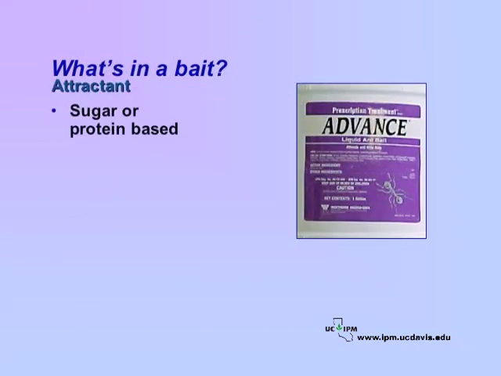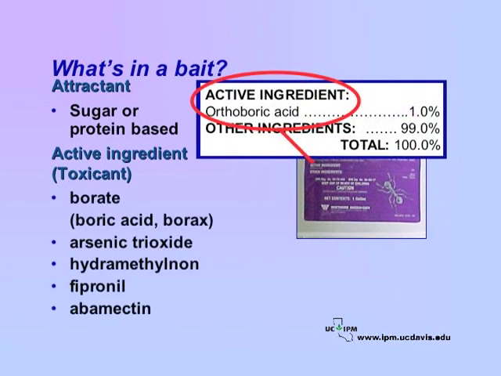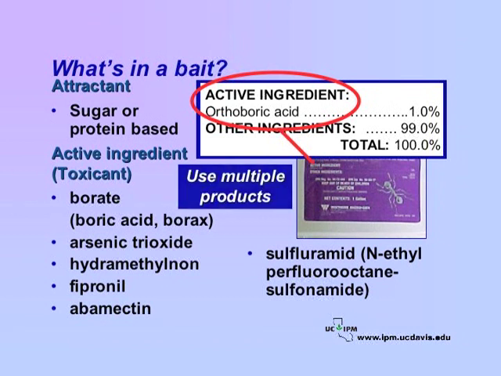Ant baits contain either a sugar or protein-based attractant, along with the active ingredient, or toxicant. Look for the active ingredient listed on the label on bait products. Common active ingredients include borate, arsenic trioxide, hydramethylnon, fipronil, abamectin, and sulfluramid. When using baits, it is often beneficial to set out multiple bait products so that ants will have a choice.